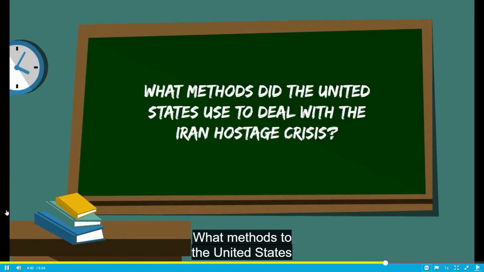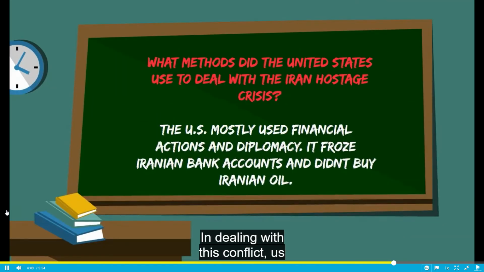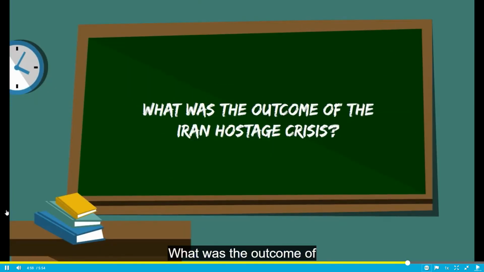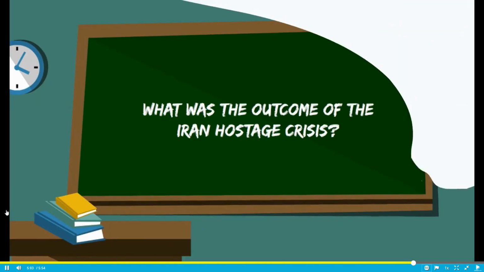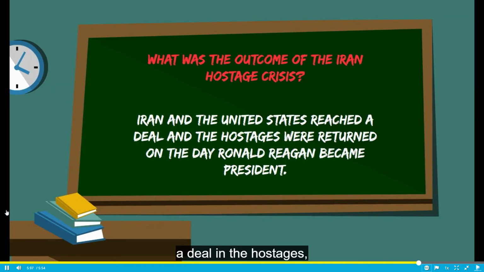What methods did the United States use to deal with this particular conflict, the Iran hostage crisis? In dealing with this conflict, the U.S. mostly used financial actions and diplomacy. It froze Iranian bank accounts and didn't buy Iranian oil. What was the outcome of the Iran hostage crisis? Iran and the United States reached a deal, and the hostages were returned on the day Ronald Reagan became president.